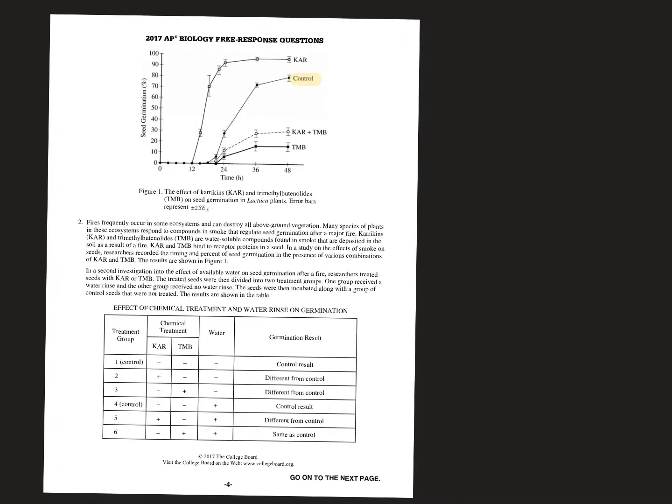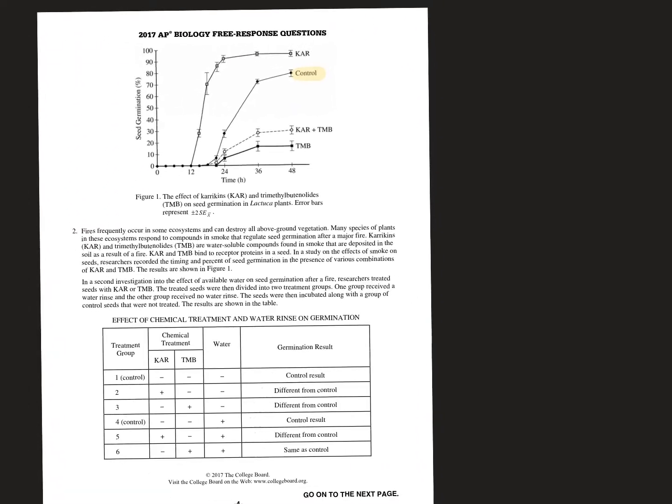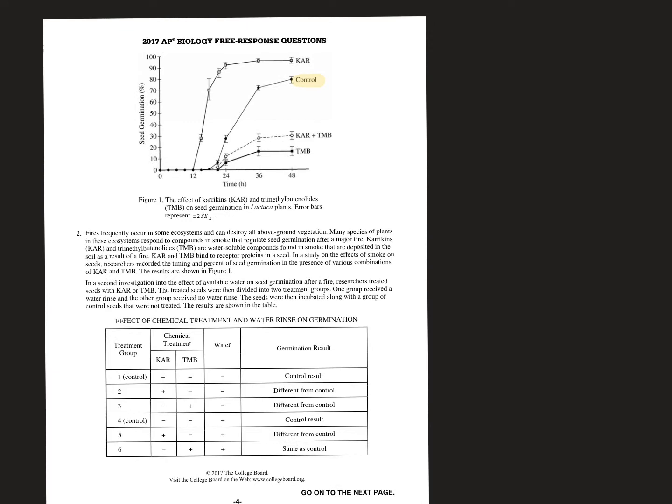So it says fires frequently occur in some ecosystems that can destroy all the above ground vegetation. Many species of plants in these ecosystems respond to compounds in smoke that regulate seed germination after a major fire. Carrageenans, KR, and trimethylbutenolides are water-soluble compounds found in smoke that are deposited in the soil as a result of a fire. Carrageenans and TMB bind to receptor proteins in the seed. And as a study, now here's what I'm thinking when I read that. I think of these seeds, right? I think of some kind of seed.